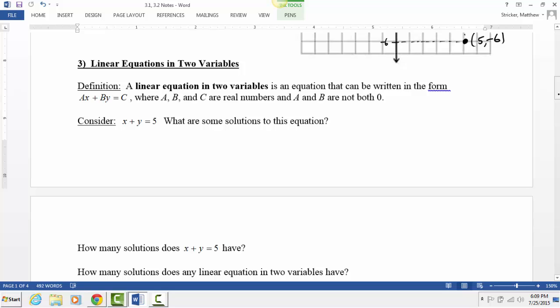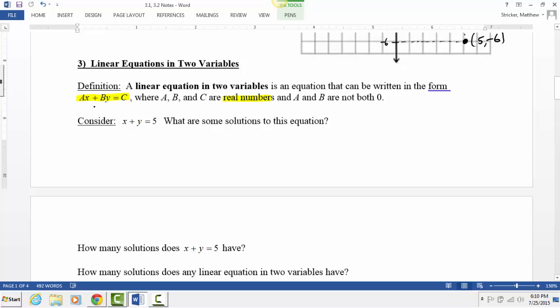So by definition, a linear equation in 2 variables is an equation that can be written in this form: ax plus by equals c. A, b, and c are real numbers. Those are numbers. And a and b can't be 0. So this a can't be 0 and that b can't be 0.